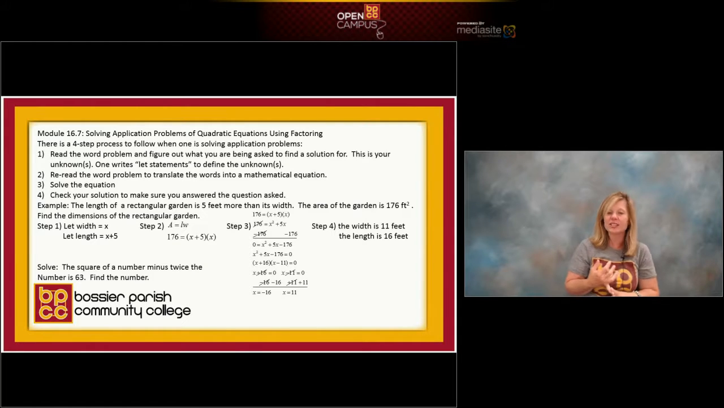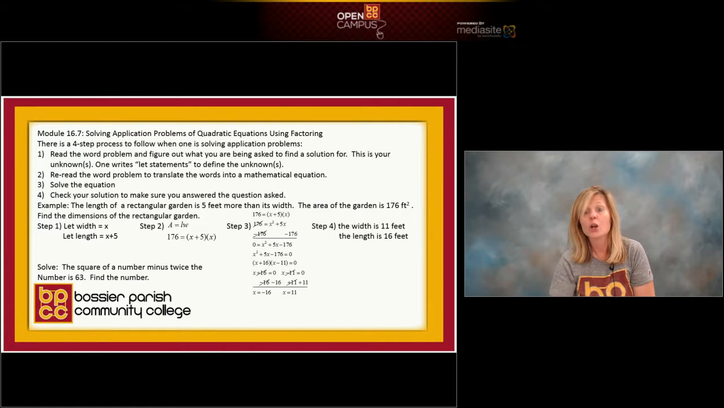I do not have a GCF. It's not a difference of perfect squares. It's an easy trinomial. So x squared is x times x. Two numbers that multiply to 176 and subtract to 5 are 16 and 11. Now I have my two linear equations. I set them equal to 0. I solve. I get x equals negative 16, x equals 11. And that's where most of you stop. So most of you would tell me, okay, the dimensions are negative 16 and positive 11.